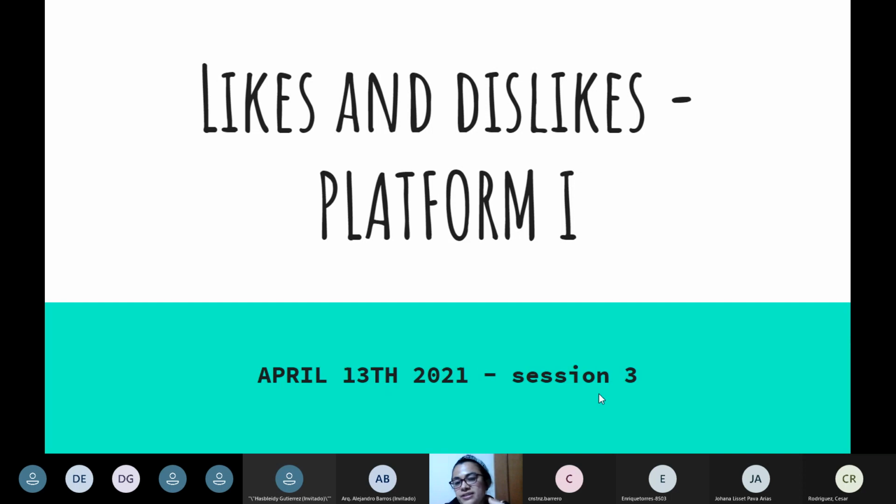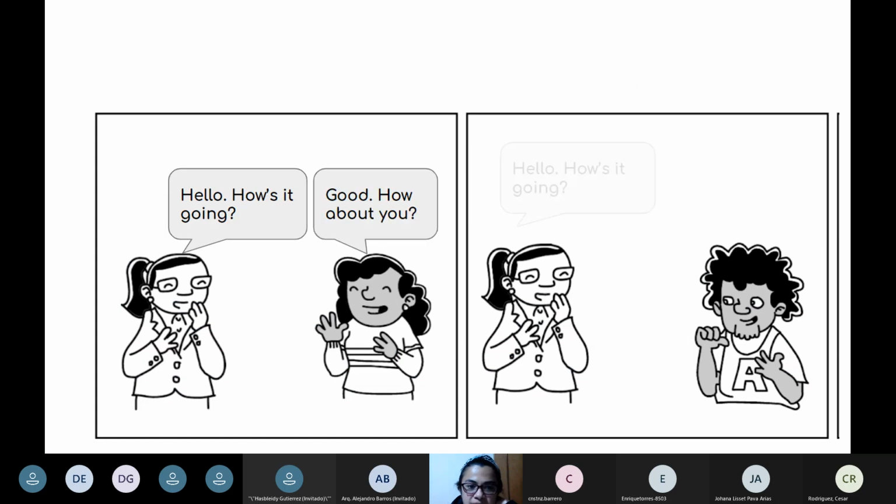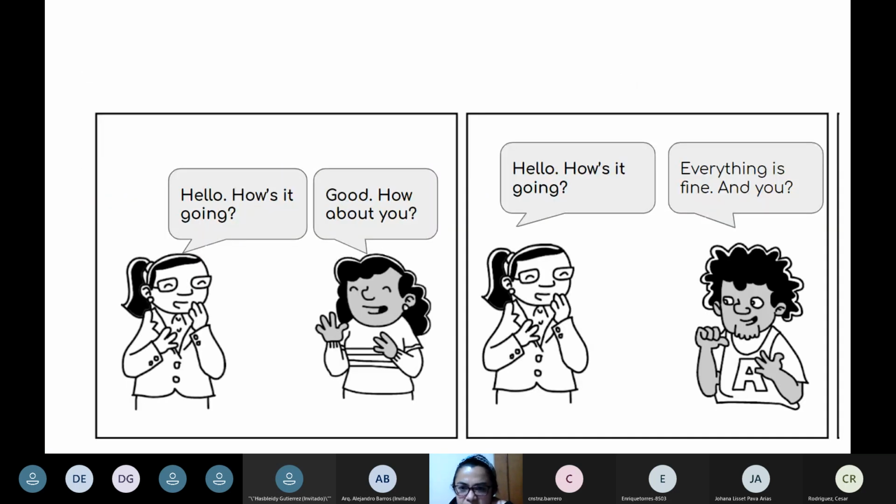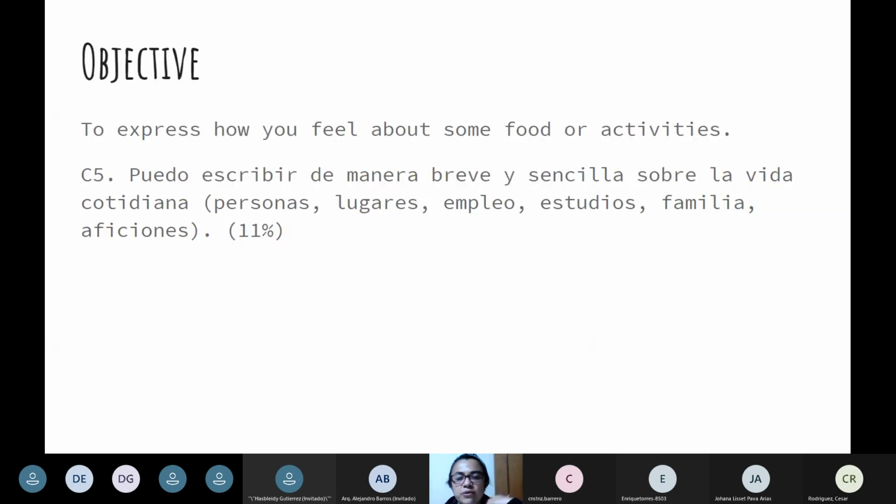We are on our third session from Platform 1. We are going to talk about likes and dislikes. All right, we already said hello. I think there are some new students, so hello to Diego. I saw you there, Diego. Hello. And today, guys, our objective is to express how you feel about some food, activities, or in general, how you feel about some things.